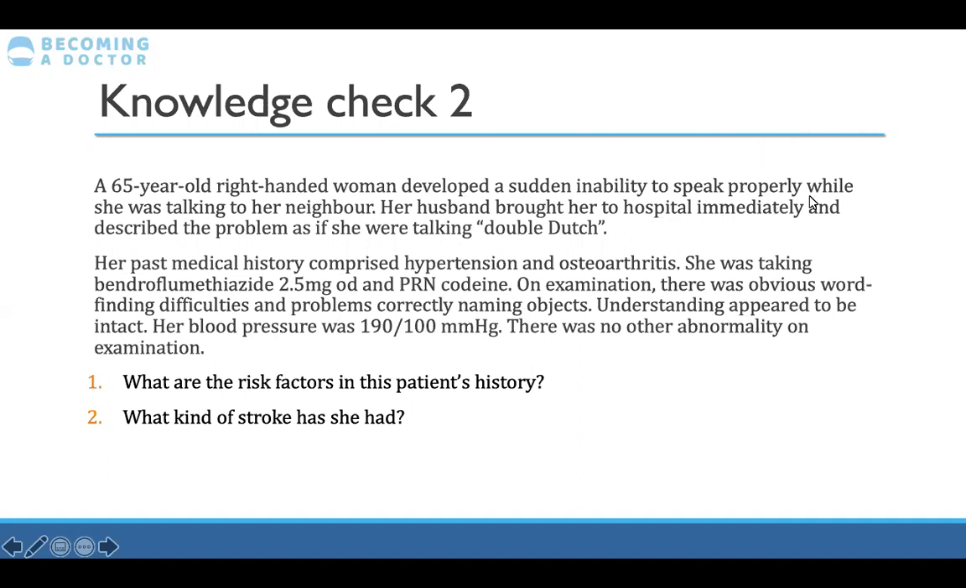So, what are the risk factors in this patient's history? What can we see in her past medical history or the case that make you think that she's at higher risk of strokes? Okay, I'd like a few answers before I continue, if that's okay. Just want to make sure everyone's on the same page.